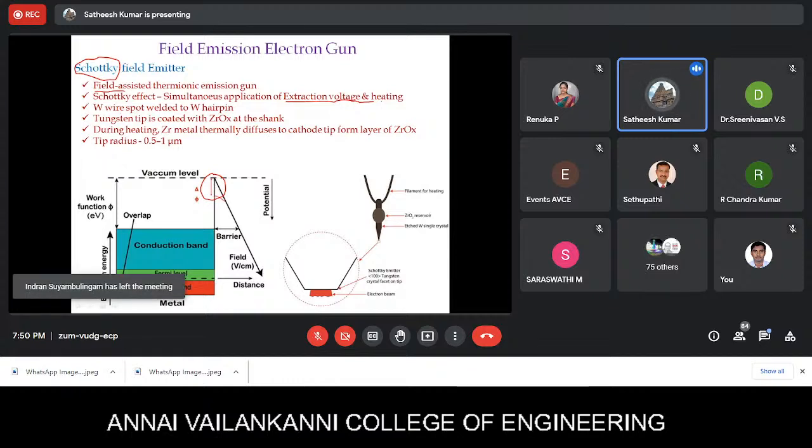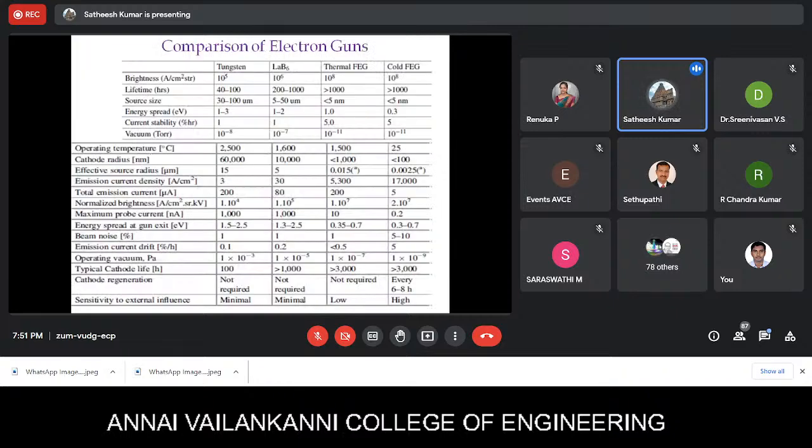Similar to what we have seen in the cold field emitter, you will have a tungsten wire spot welded to a tungsten pin again. But the additional thing is you will have a ZrO2 reservoir at the shank of the tungsten. So what happens is during heating, this Zr thermally diffuses to the cathode tip and forms a layer of ZrOx. Because of the heating, the electrons start coming. And you can see the tip radius is typically very small when compared to the gun we have seen for the thermionic emitters.